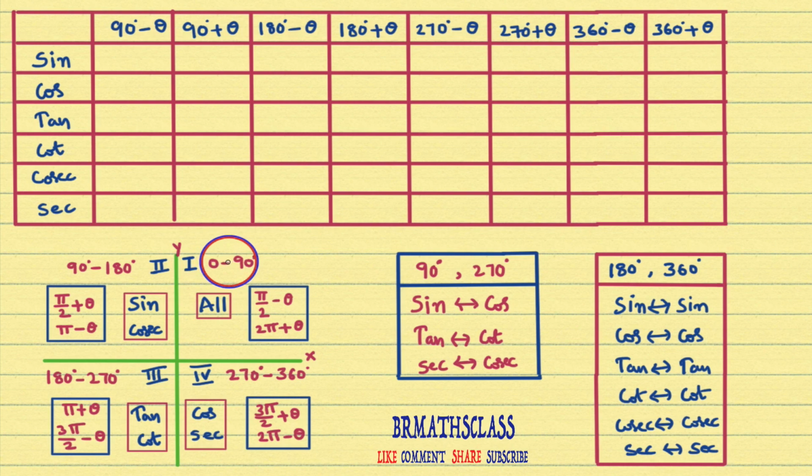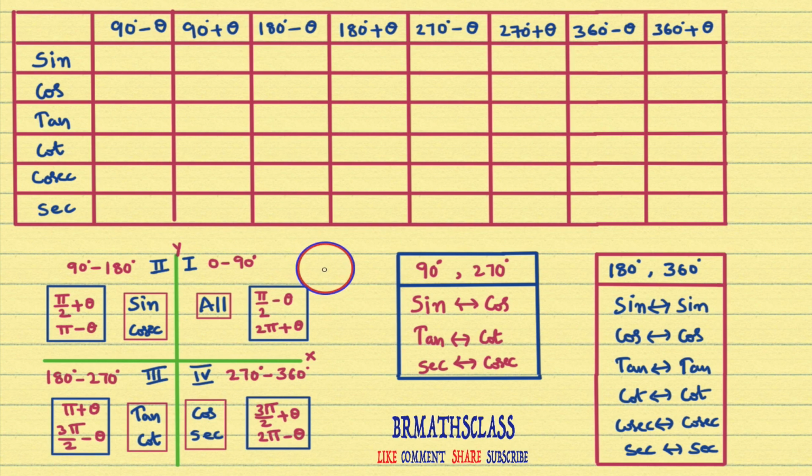Now, in first quadrant, what is the range of first quadrant? In first quadrant, angle will be in between 0 to 90 degrees. What is the range of second quadrant? 90 degrees to 180 degrees. What is the range of third quadrant? 180 degrees to 270 degrees. What is the range of fourth quadrant? 270 degrees to 360 degrees. Okay. Now, these things are important.